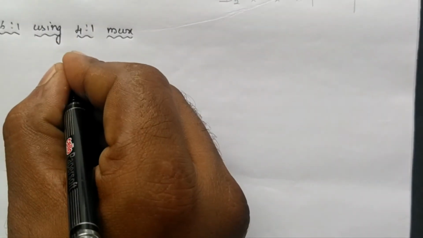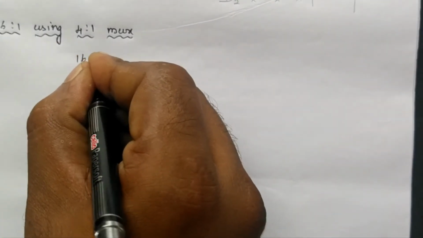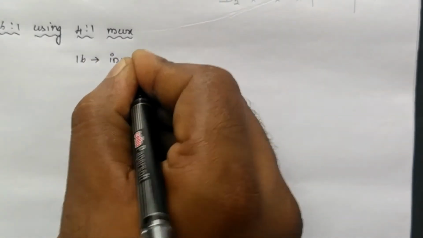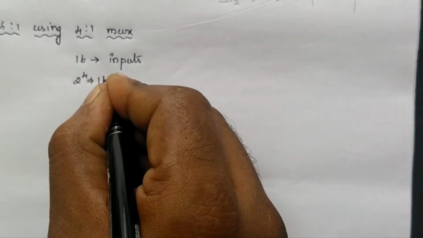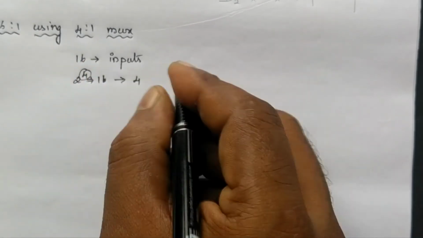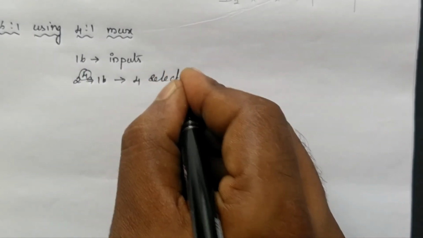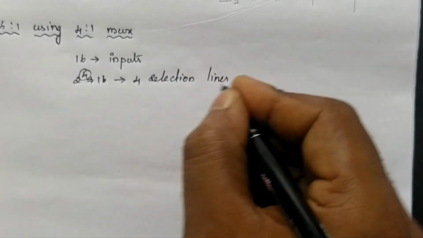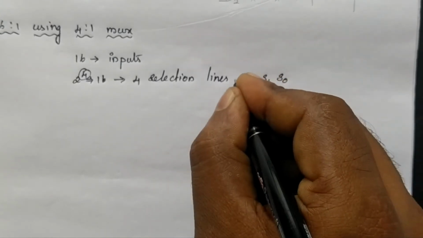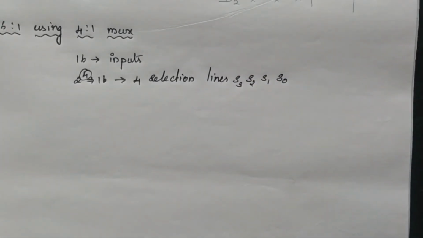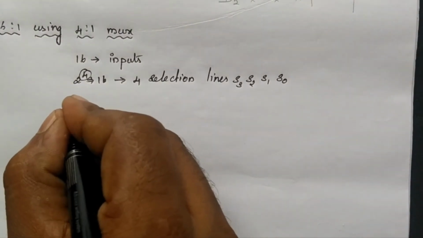So here the total number of inputs is 16 and the output is equal to 1. The number of inputs is 16, and 2^4 is equal to 16. Therefore, 4 selection lines. Here I am considering the selection lines as S0, S1, S2 and S3. And here we need to implement it using 4:1 mux.